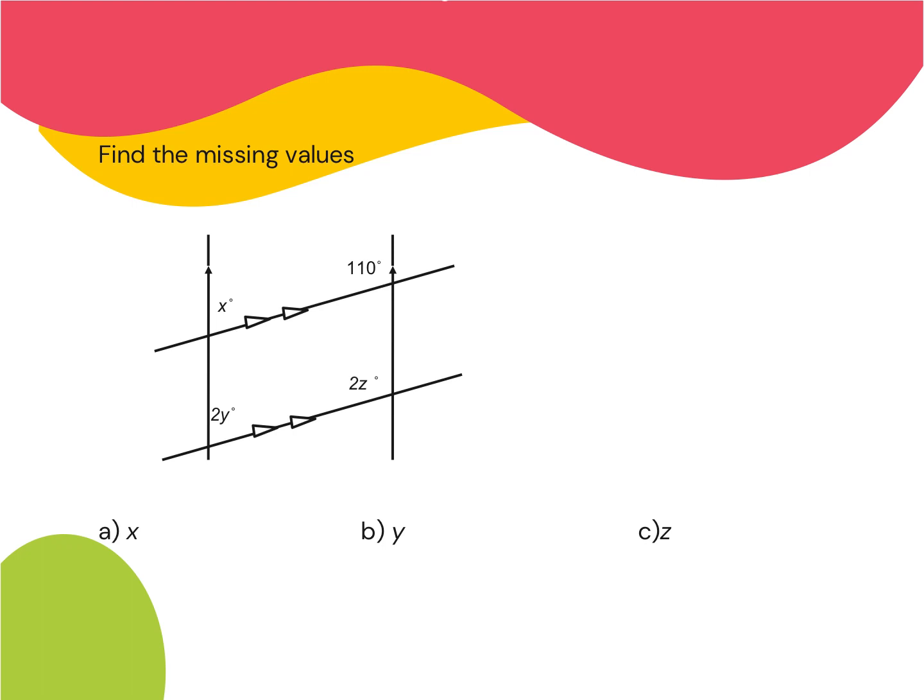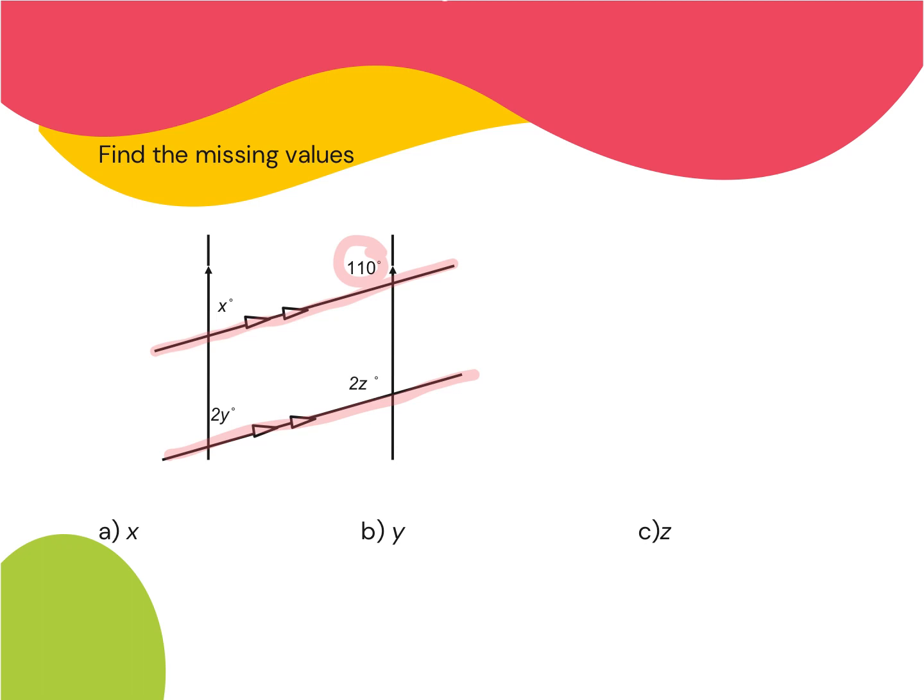I'm going to give you guys a minute or two to answer it, but I'm just going to highlight what I just said. These two lines are parallel. They give it to you with the two little triangles. The only given angle is 110, and they're asking you to solve for x, y, and z.